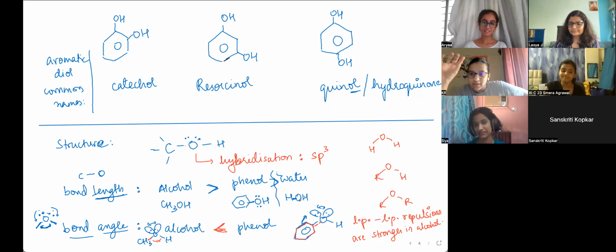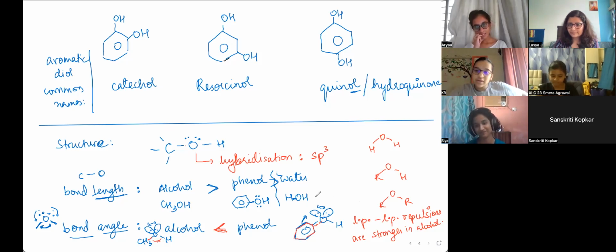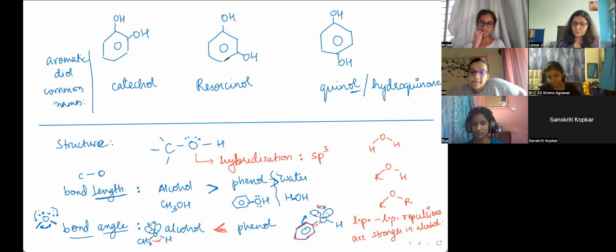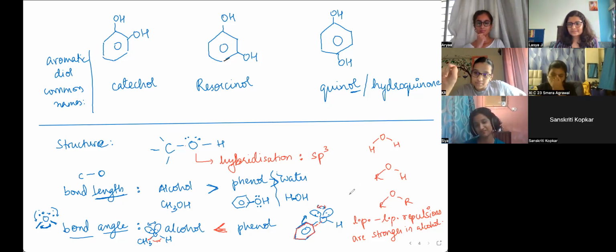You said that the lone pair repulsion is present by default in both, and phenol's lone pair would be the same way. But in phenol it's weaker than it is in alcohol, right? It is weaker, yes. Why would it be weaker? Exactly. Because if the benzene ring is also repelling the lone pairs, it will move even more towards the hydrogen, right? So the bond angle will become smaller.